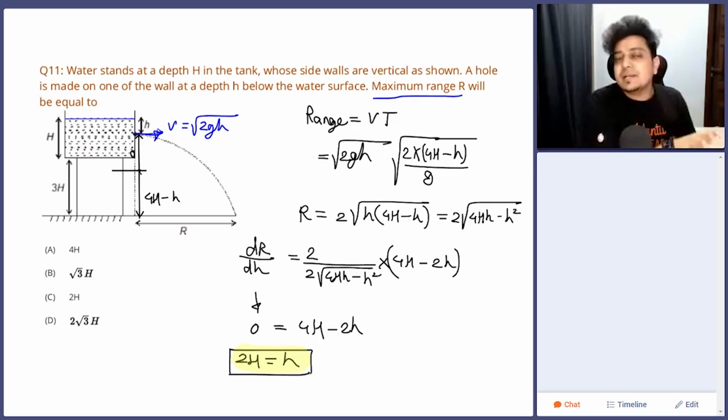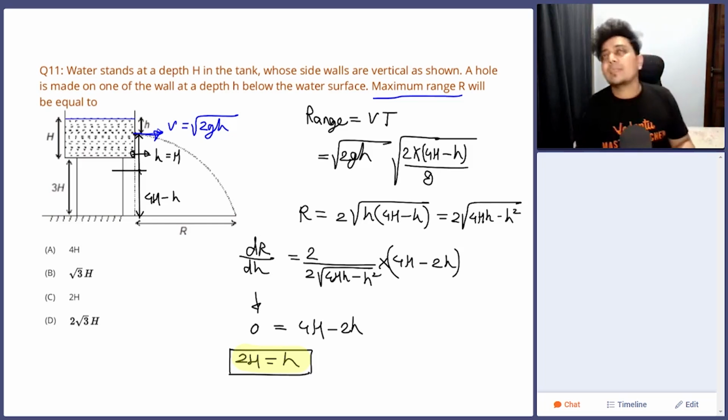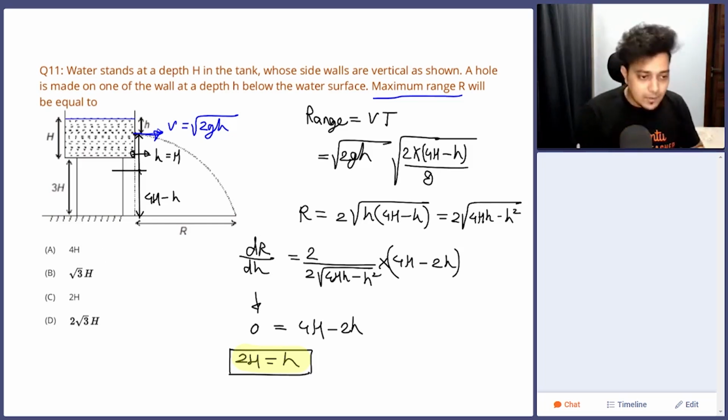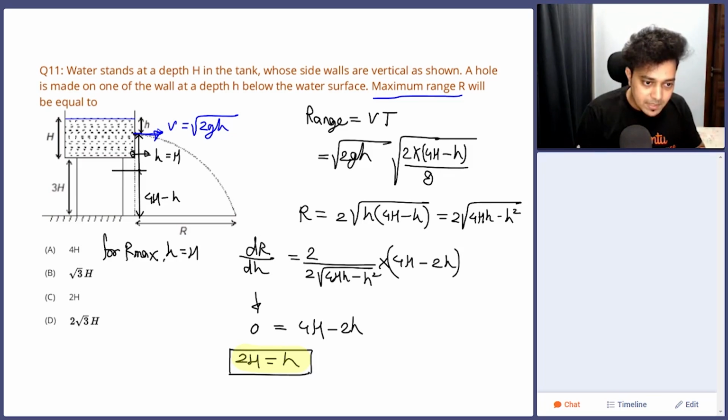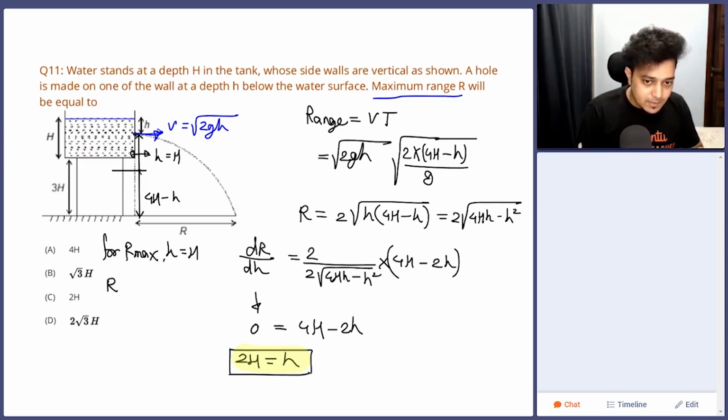But here the midpoint is not a practical solution. So we will go as deep as possible. So we have to punch the hole at capital H. Okay. So now that you know, for our maximum, the hole should be at the full depth of water, which is capital H only. Let's use the range formula.